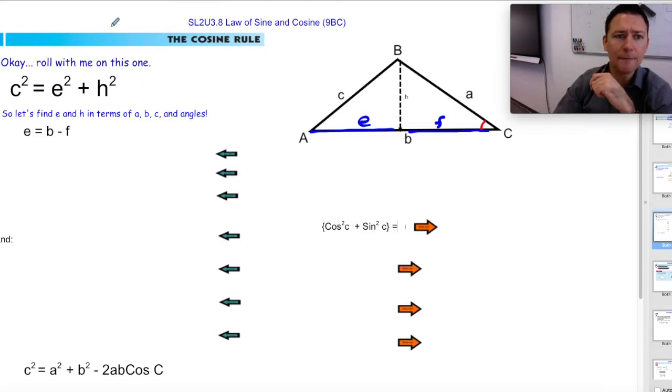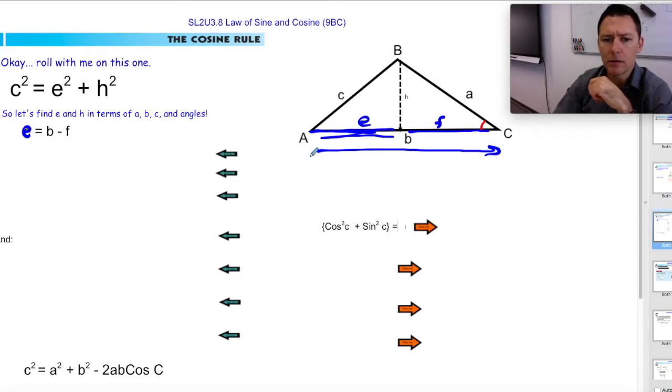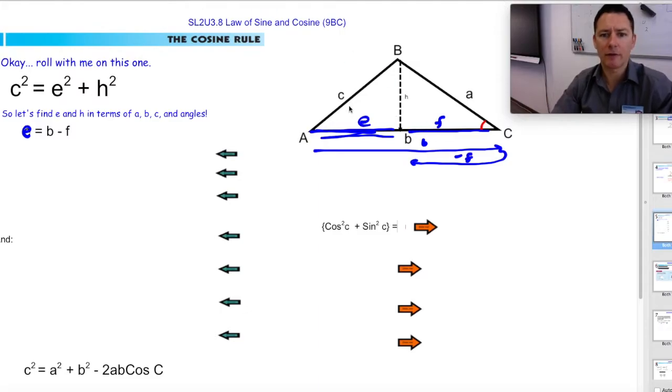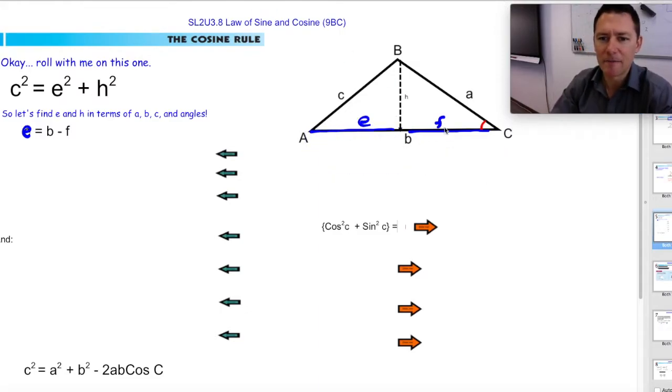So I know that e, this value e, is really the whole length b, right, minus this f length, right? So like this whole value and then back up f. So it's b, and here's minus f, right? So e, the short length, is really b minus f. I wish I could point to the screen and have you see it. All right, so that's great. This is just an expression for e, right, in terms of other pieces.